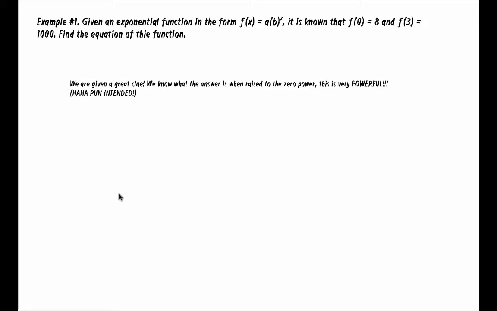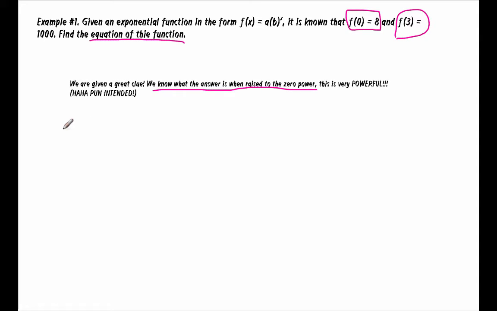Given an exponential function in the form f of x equals a times b to the x, it is known that, here we go, we know 2 points right here. We know what happens when we put 0 into the equation, and we know what happens when we put 3 into the equation. Now, we have to find that equation. We like this one because we have a great clue here. We know what the answer is when it's raised to the 0 power. That's very powerful. Believe me, you will learn to appreciate that by the end of this lesson.